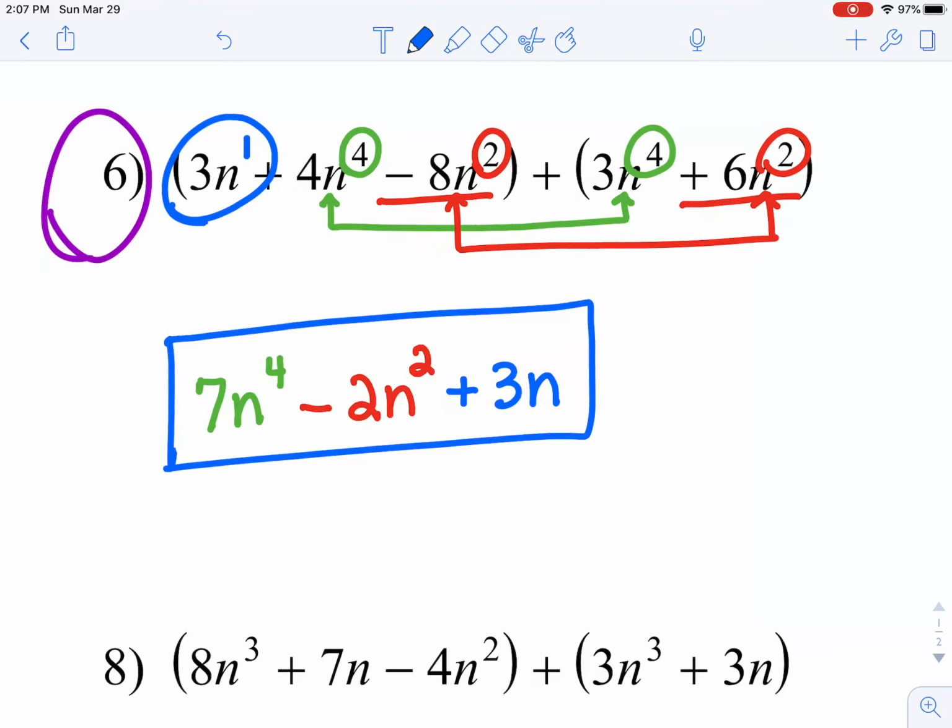And that's the answer to number 6. Now, notice that all the exponents do go down. I have my highest exponent term first, then they go down until you get to the lowest exponent term last.